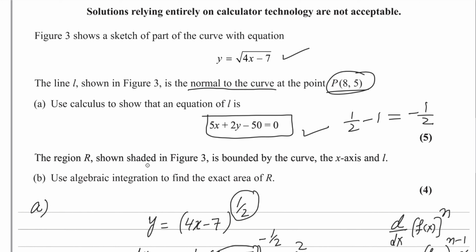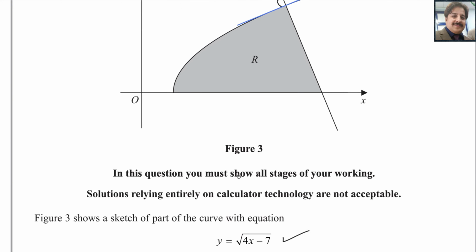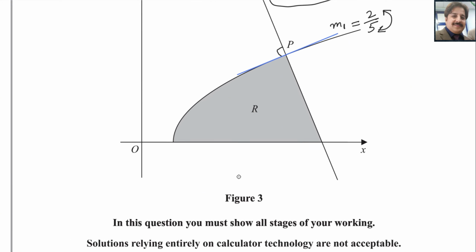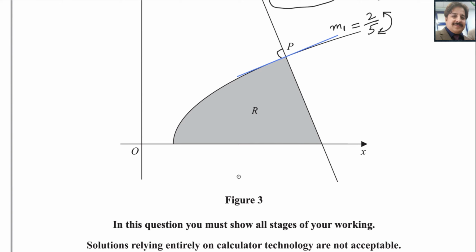The region R shown and shaded in figure 3 is bounded by the curve, the x-axis and line L. Use algebraic integration to find the exact area of R. To find the exact area of R, I will divide this region into two parts. Let me show you this one. If you join this line here, from this P, we already have the value of x here.